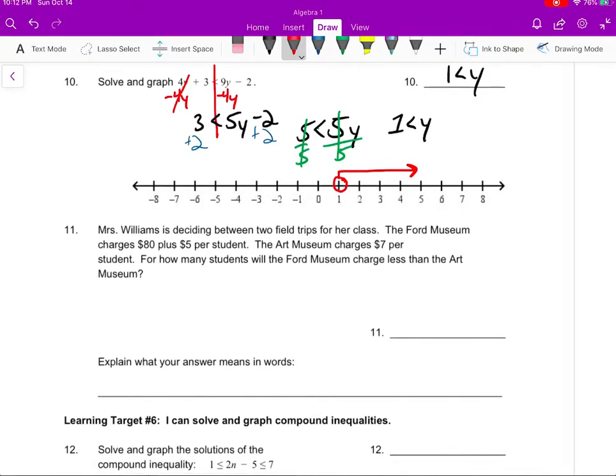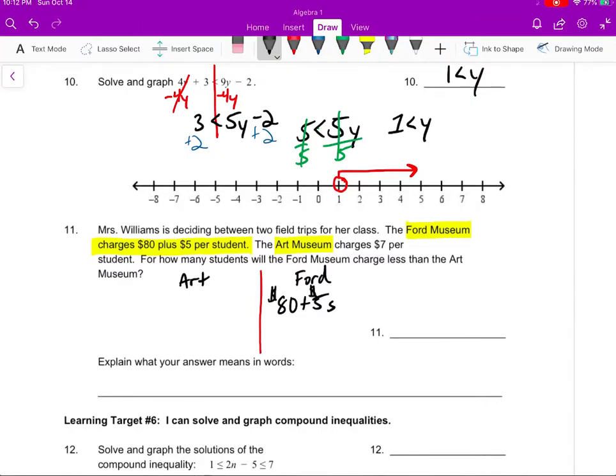On number 11, this is a great comparison one. So I can already tell I'm going to be comparing two businesses or schools, or in this case field trips. So we're comparing the Ford Museum to the Art Museum. If it were me, I'm just going to keep track. I'm going to put the art situation over here and the Ford situation over here, and then just figure out my problem. So starting with Ford on the right, the Ford Museum charges $80 plus $5 per student. So extra $5 for every student.